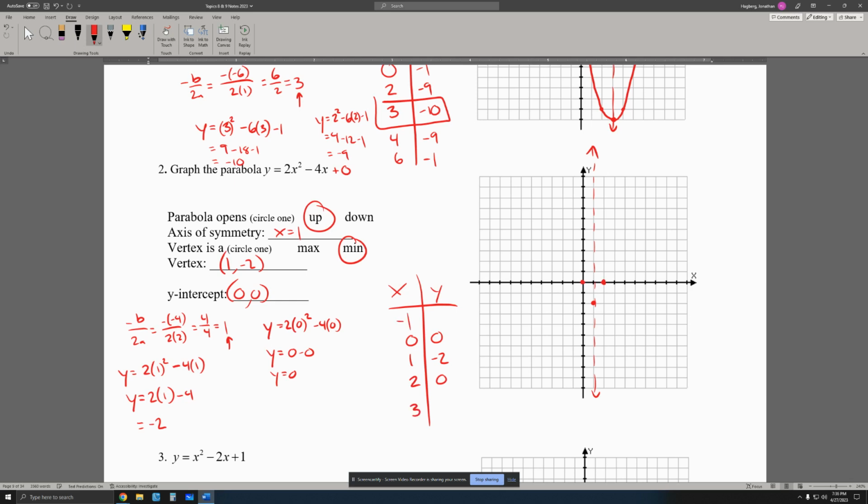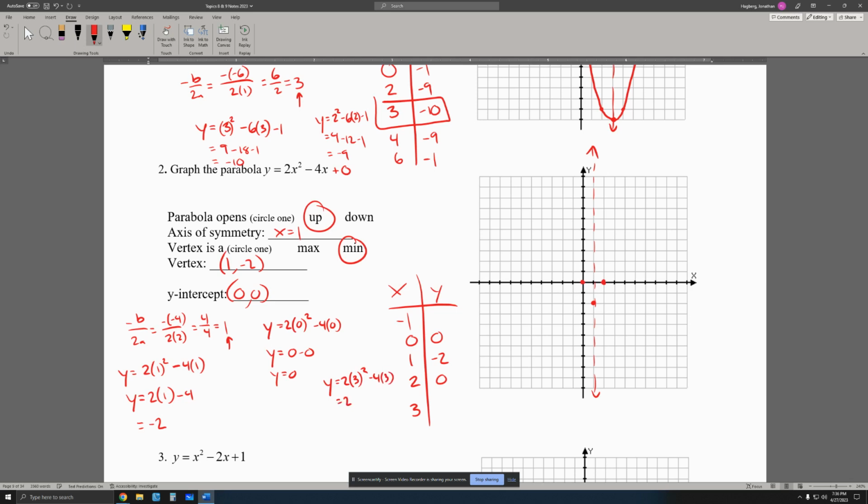So let's do negative 1 and 3. I'm going to plug in 3 because I don't want to deal with those negatives. And I know that there's going to be symmetry over the axis of symmetry. So the y value that we get from x equals 3 is going to be the same as that of x equals negative 1. So y equals 2 times 3 squared minus 4 times 3.